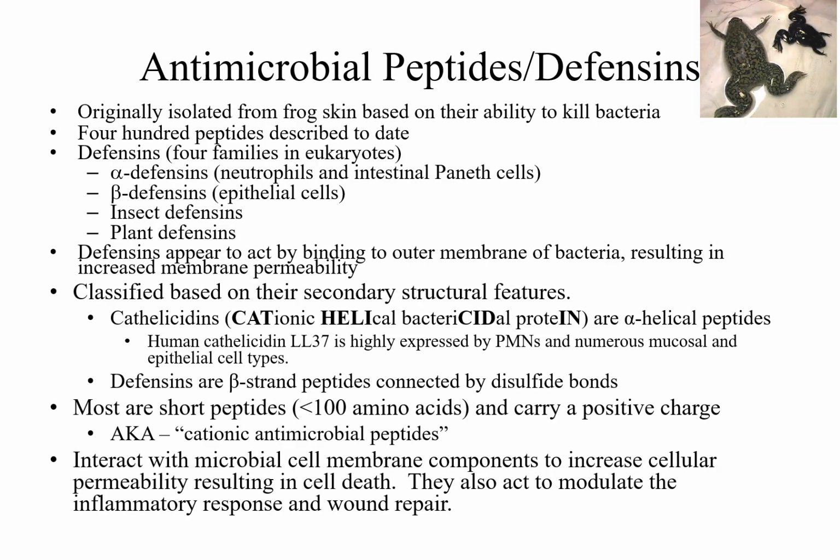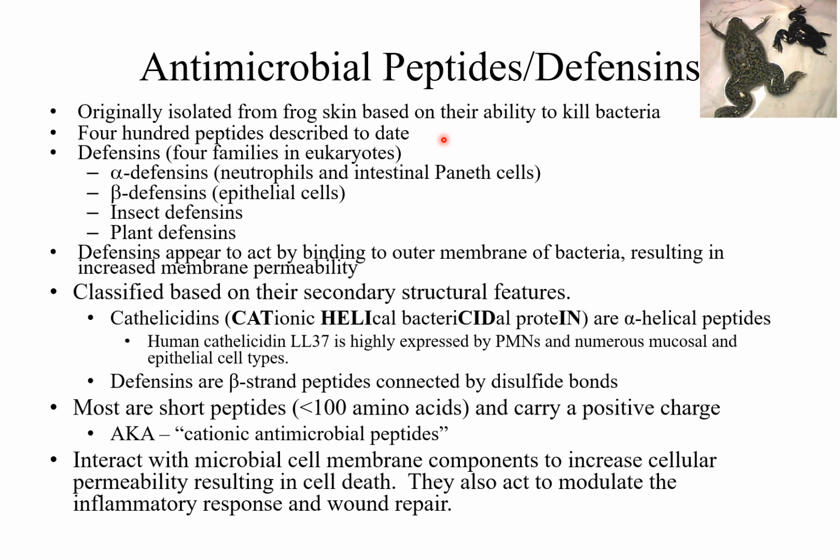So the antimicrobial peptides, or the defensins. Defensins were originally isolated from frog skin based on their ability to kill bacteria. They were first identified in the frog skin, and they were found to kill bacteria. 400 peptides are described to date. Defensins are grouped into 4 families in the eukaryotes. We have the alpha and beta defensins, which are present in humans, and we have the insect defensins and the plant defensins. In humans, the alpha defensins are mostly within the neutrophils and the intestinal Paneth cells, and the beta defensins are within the epithelial cells.